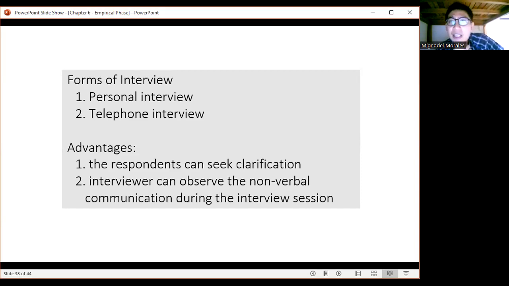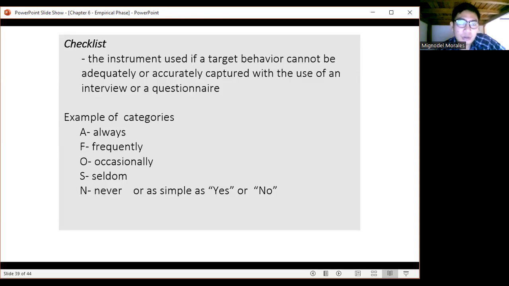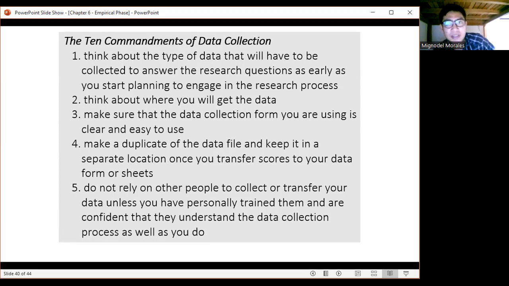Okay? And some of them, probably, they do not want to have a video on. So, ideally, if it's virtual, dapat naka-video on, no? Para makita mo yung mga facial expressions and gestures that must be included in your data gathering. Okay? So, checklists are used for data that cannot be adequately or accurately captured with the use of an interview. So, itong mga checklist, parang katulad ng ginagamit natin sa ating mga pagde-demo. So, nandun yung mga checklist.